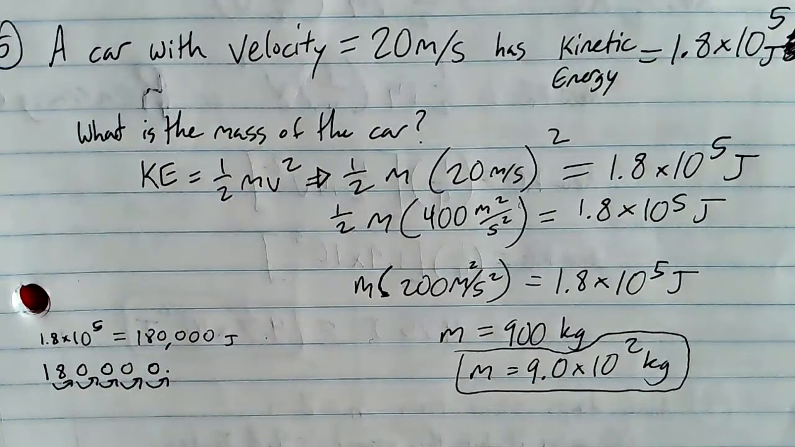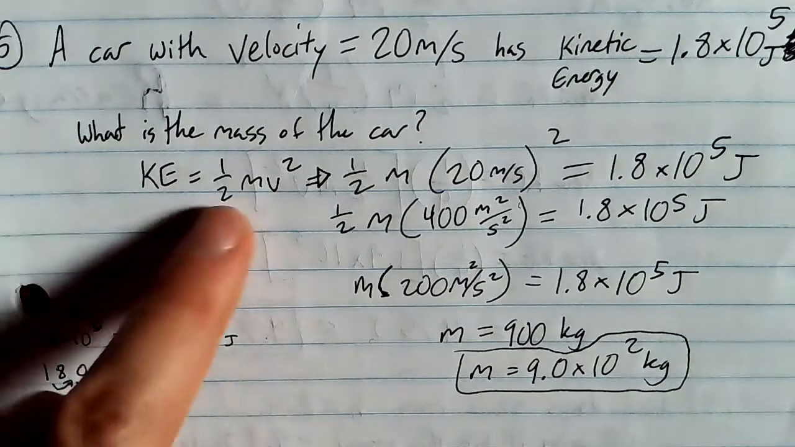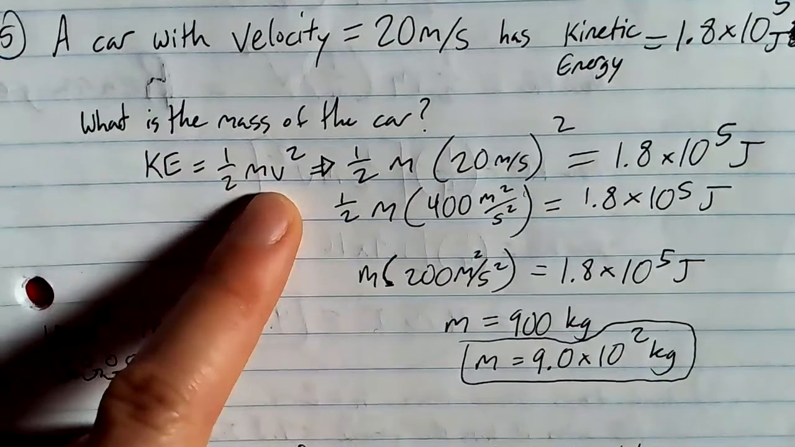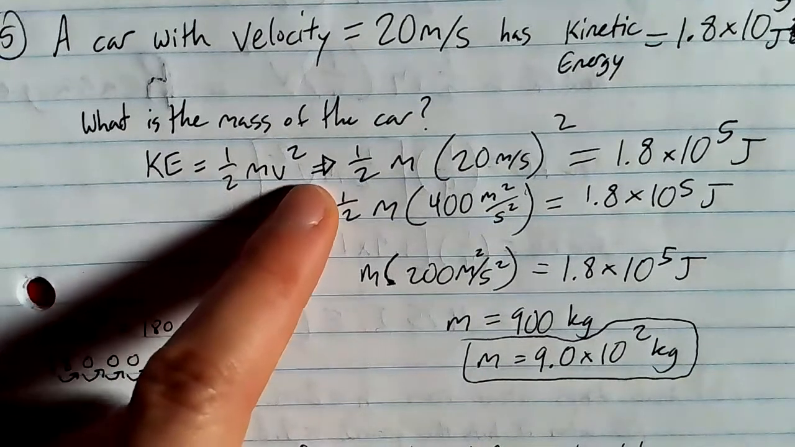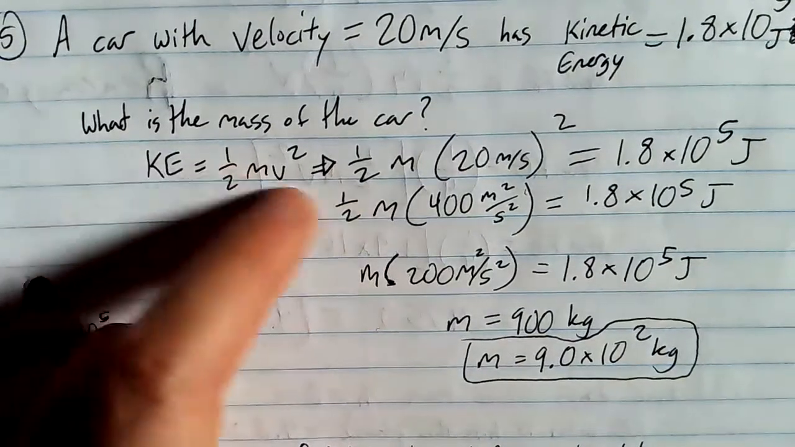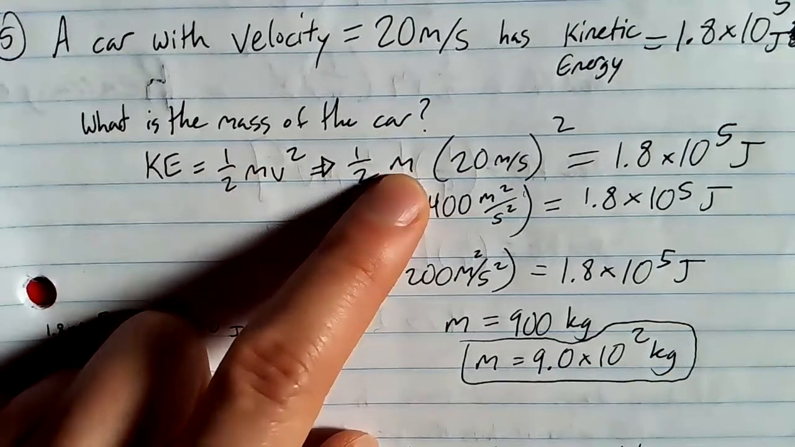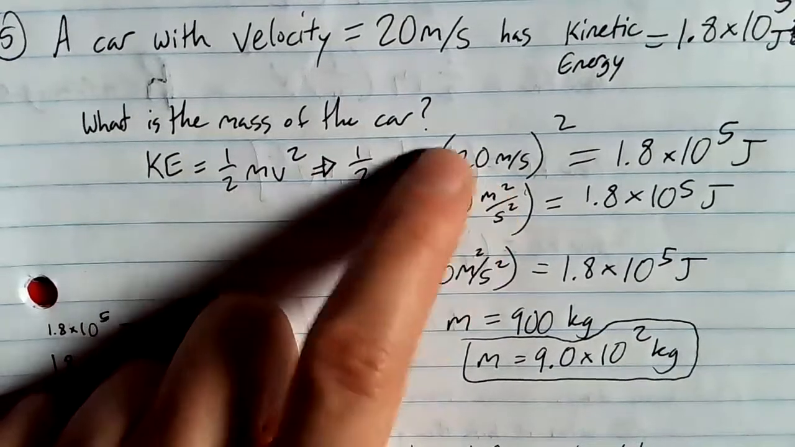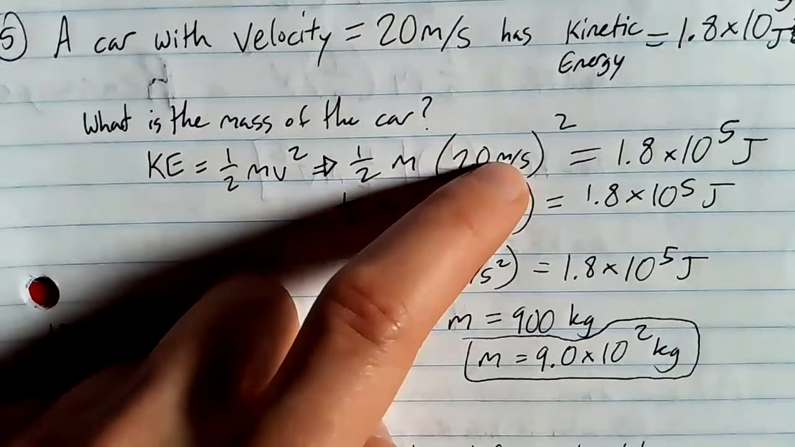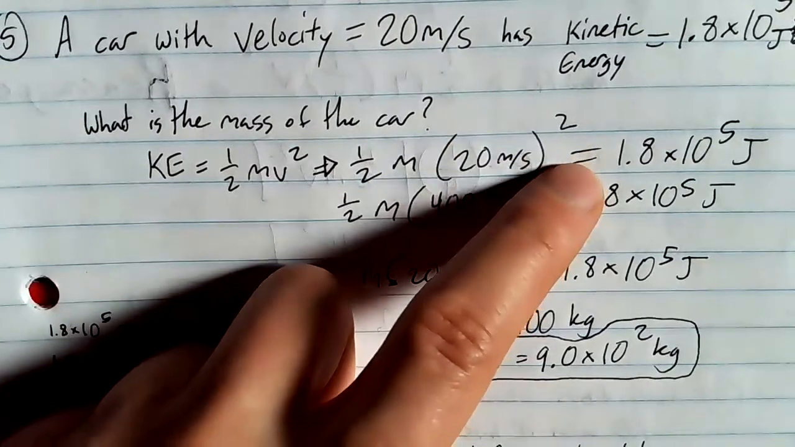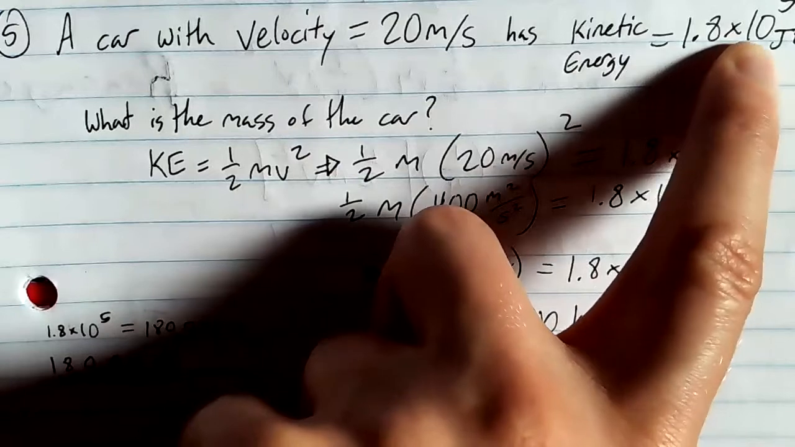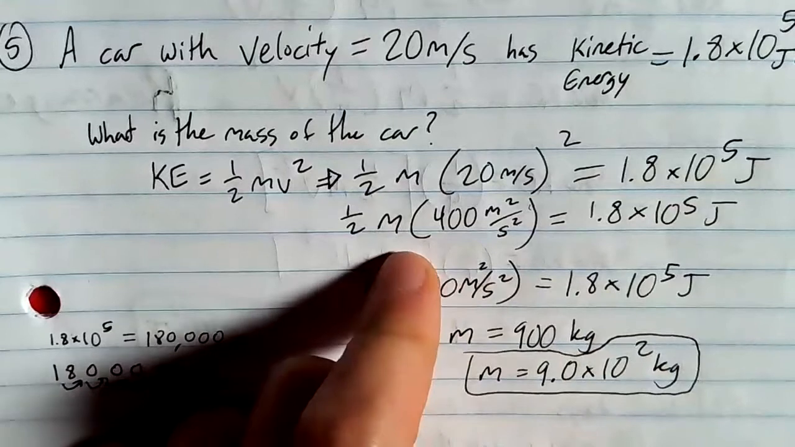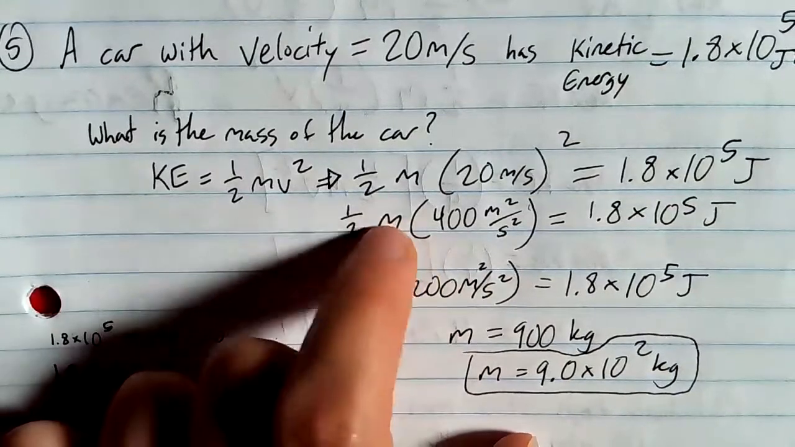And we need to know the mass of the car. Using this equation, kinetic energy is equal to 1/2 times the mass times velocity squared. Plug in everything we know. We have 1/2, we don't have the mass. We need the mass. So it's 1/2 times m times the velocity. We know the velocity is 20 meters per second squared. And the kinetic energy is 1.8 times 10 to the 5th joules. So we have everything but m. We need to get m alone.